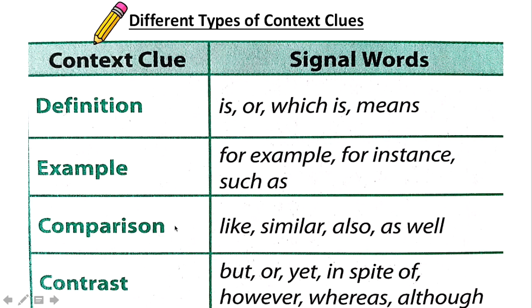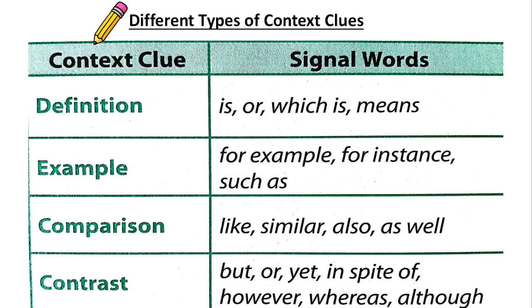Authors may also give you a comparison by comparing one thing to another. Some clue words to signal that are like, similar, also, and as well. The final type of context clue that we're going to review today is a contrast. The author may contrast one thing as opposed to another. Some signal words the author may use are but, or, yet, in spite of, however, whereas, or although. It's important as you read that you look out for the 4 different types of context clues.